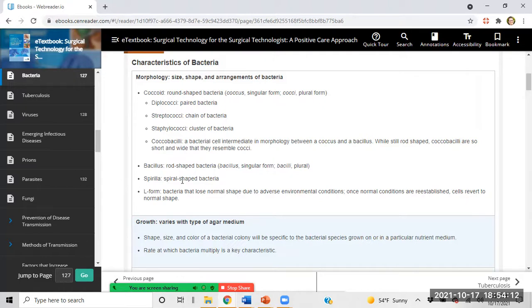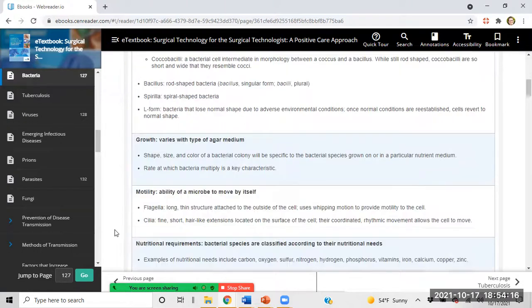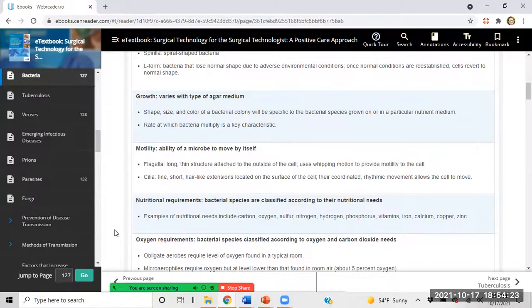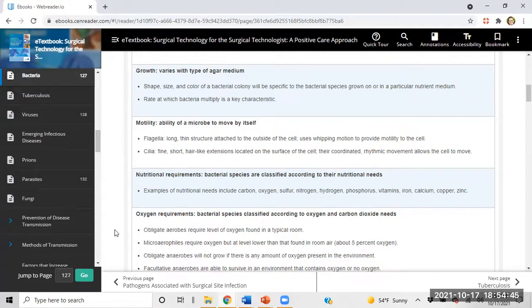Bacillus is rod shaped, spirilla is spiral shaped, and L form makes sense, it's L form. It kind of loses shape. And then we also categorize them by their form, by their growth. It depends on how they're going to grow in an agar medium. So shape, size, and color are going to be specific to the bacterial species, and the rate at which the bacteria multiplies is a key characteristic. All of this is taken into account in pathology when they're being looked at under the microscope.